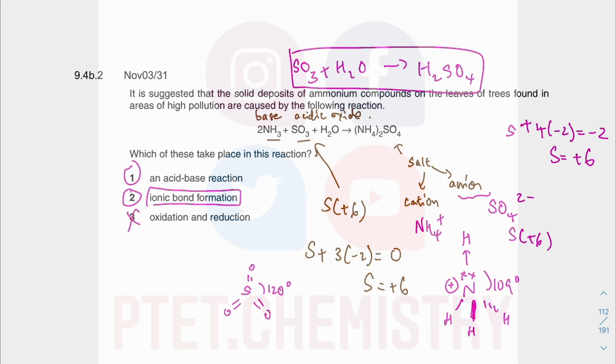Oxidation reduction is wrong. I've just shown you that this is an acid-base reaction. You get sulfur plus 6 going to sulfur plus 6. No change in oxidation number. Only 1 and 2 are correct.